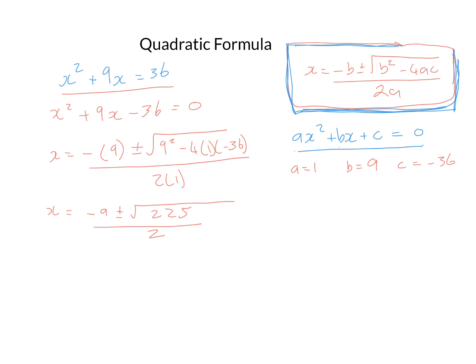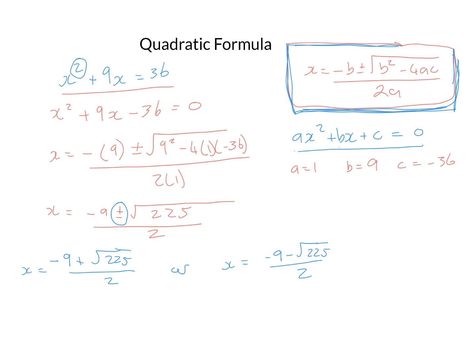Now the key here is to remember that a quadratic equation always gives me two outputs. This plus minus is where I get those two outputs. So I'm going to say the first one will be minus 9 plus the square root of 225 over 2, or x is equal to minus 9 minus the square root of 225 over 2.